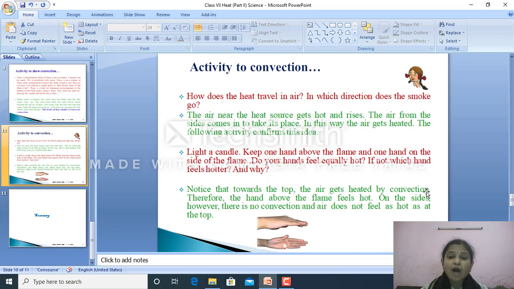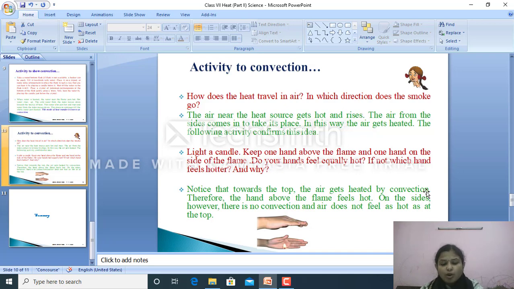Now next is how convection takes place in gases. Very simple activity. You can do it. You just keep a candle, and one hand should be kept just above the candle flame, and the other hand you keep at the side of the candle flame. What you will observe, the hand just above the candle flame becomes hot, and the hand at the side, you will not feel that much hot.